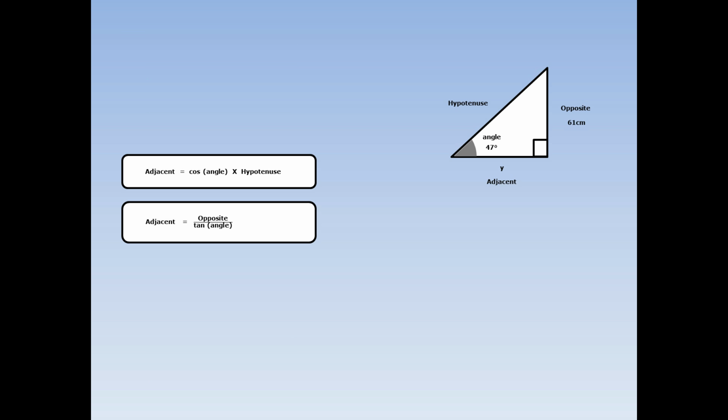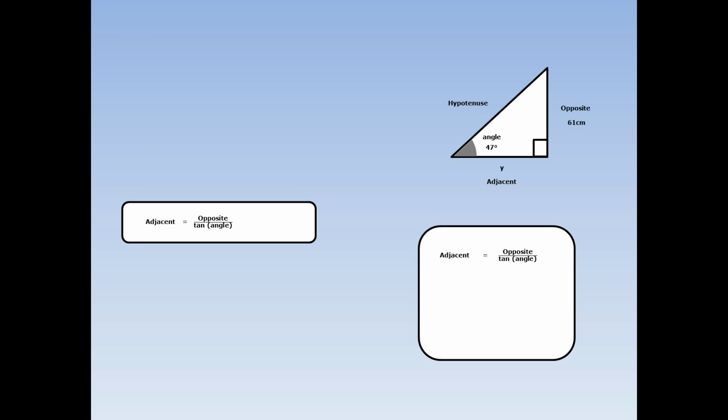And what else do I know? I know the opposite side, and I don't know the hypotenuse. So I'm going to be using this formula. Start off by writing out the formula. Adjacent is the opposite divided by the tan of the angle. Fill in my numbers. The opposite side is 61, the angle is 47. Tan 47 is 1.072, and 61 divided by 1.072 is 56.9. So on this triangle, y, the adjacent side, is 56.9.